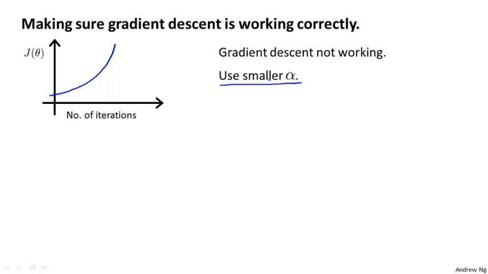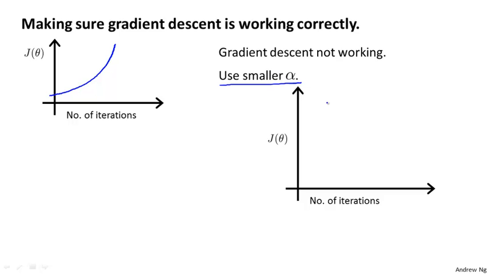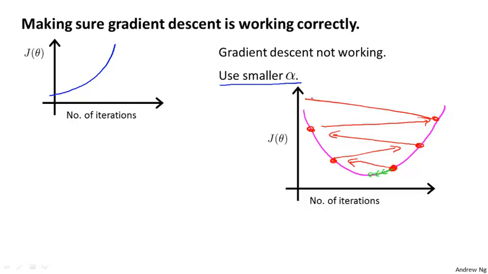If J of theta is actually increasing, the most common cause for that is if you're maybe trying to minimize a function that looks like this. But if your learning rate is too big, then if you start off there, gradient descent may overshoot the minimum and send you there. And if the learning rate is too big, you may overshoot again and send you there, and so on. What you really wanted was for it to start here and slowly go downhill, right? But if the learning rate is too big, then gradient descent can keep on overshooting the minimum, so that you actually end up getting worse and worse, getting to higher values of the cost function J of theta, so that you end up with a plot like this.